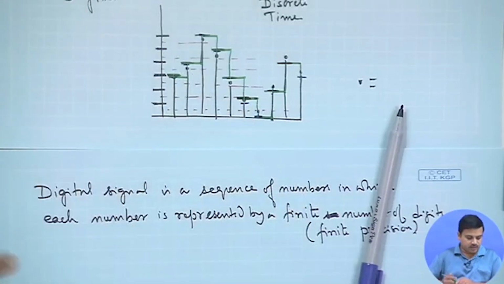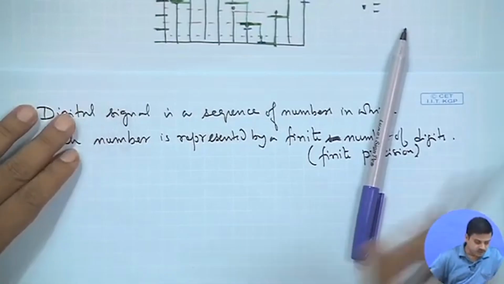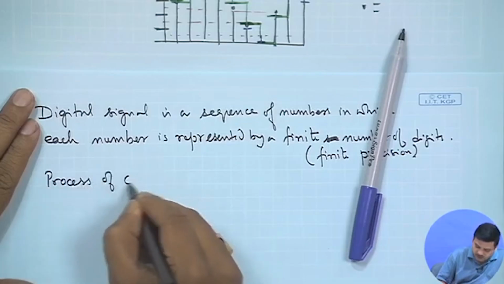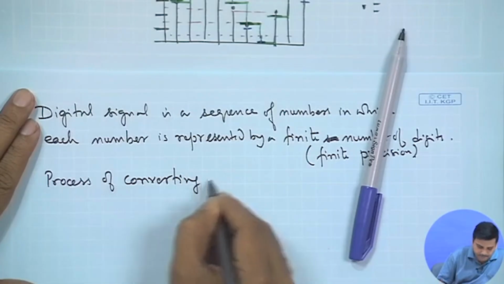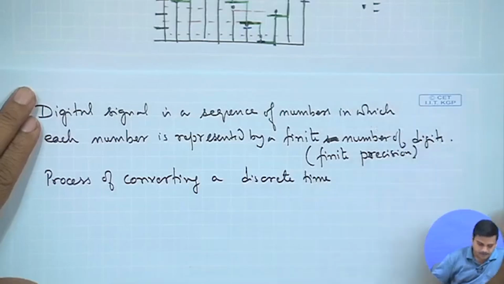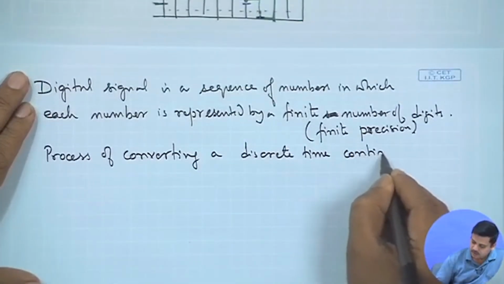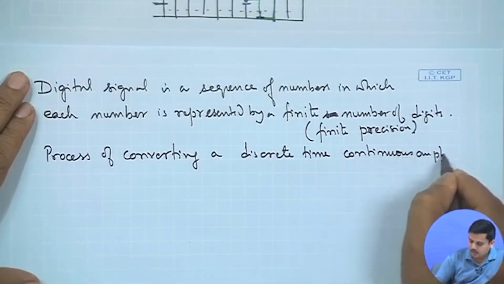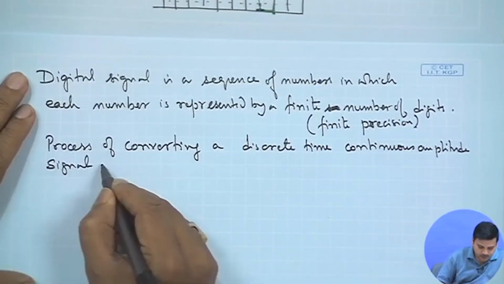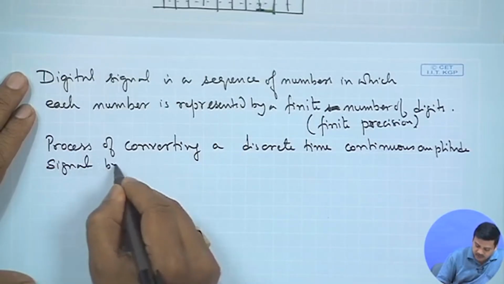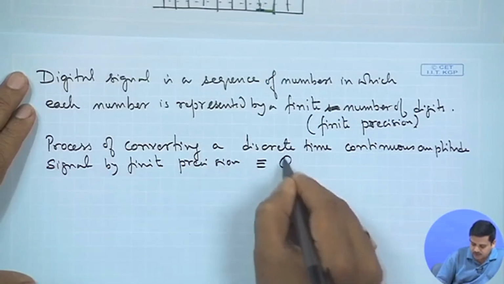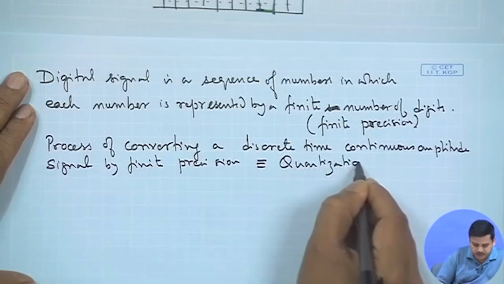Right. That is how it would look, and this particular process is known as quantization, or the process of converting a discrete time, continuous amplitude signal by finite precision is also represented as quantization.